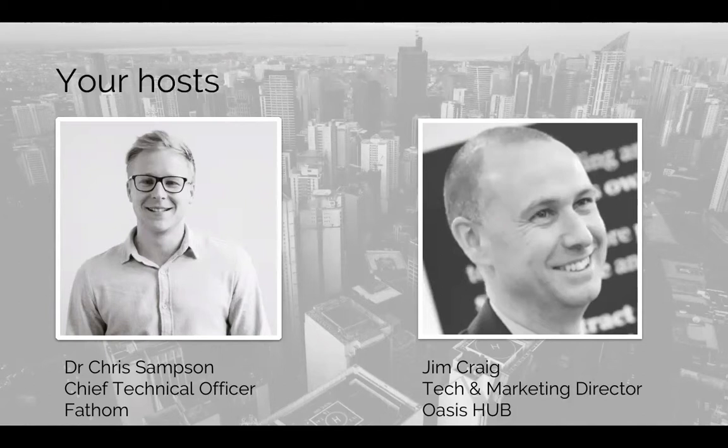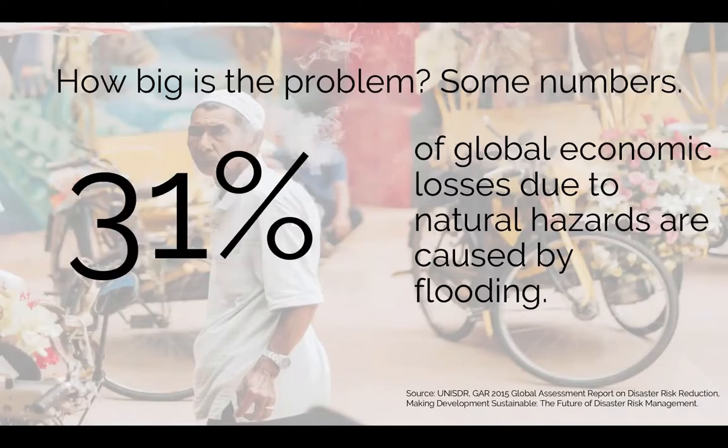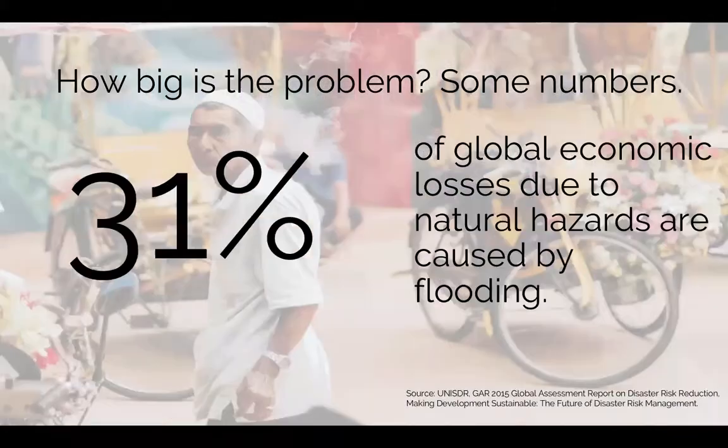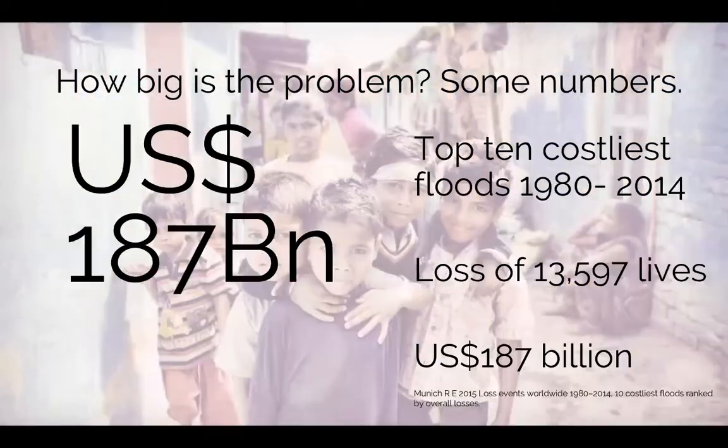What I'd like to do now is set some context at a global scale, project forward in time a little bit, and then focus on Asia as a region. Almost a third of global economic losses are due to natural hazards. Almost a third of global economic losses due to natural hazards are due to flooding. So that's a significant proportion of losses.